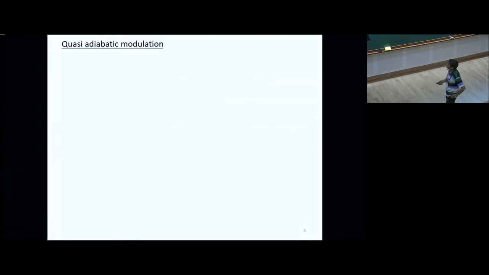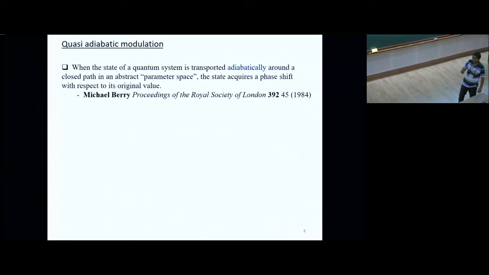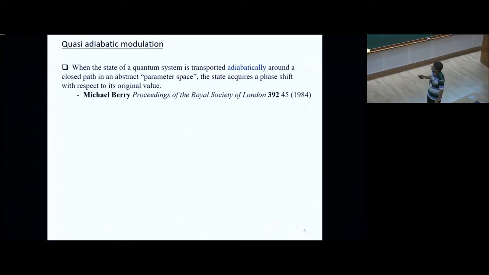Okay, right. So let's look at, what is this quasi-adiabatic modulation that I'm talking about? We all know that when a state of a quantum system is taken around in a loop in a parameter space, the state develops a phase. That phase is generally called the Berry phase because Michael Berry was the first one who predicted this. And this has to be done adiabatically, only in the adiabatic limit or quasi-adiabatically. In that limit, your state develops a phase as you bring it back to the same state by changing the parameters. Yes, you have a question.